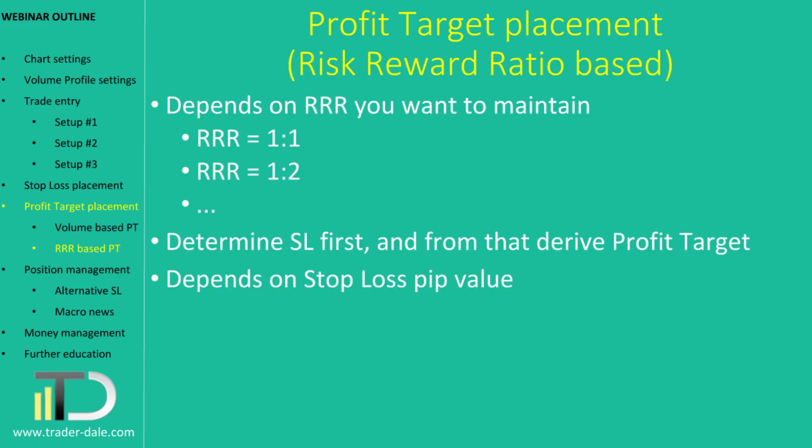There is also another way to determine your profit target. In this case, you don't do it using volumes, but you simply adjust your take profit so it matches the risk-reward ratio you like to trade with. So first you determine your stop loss using volumes, and then you place your profit target. So if your stop loss is 100 pips, and if you want to maintain a risk-reward ratio of 1, then your profit target will also be 100 pips.